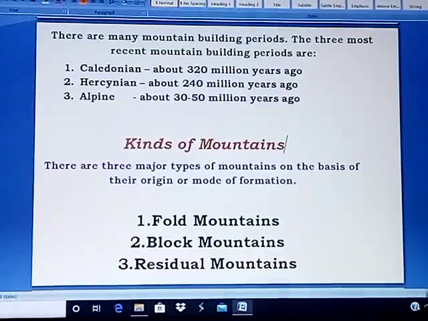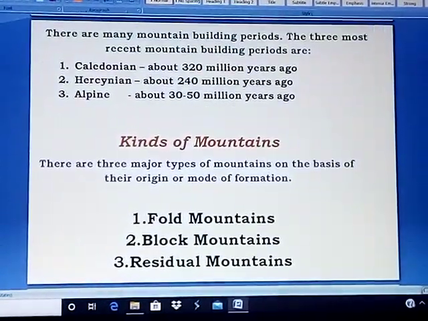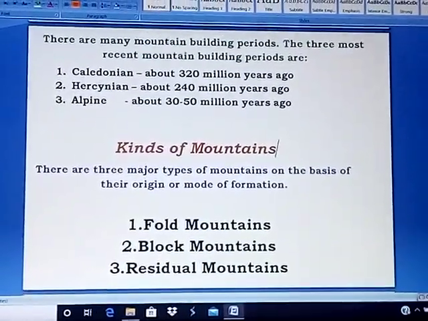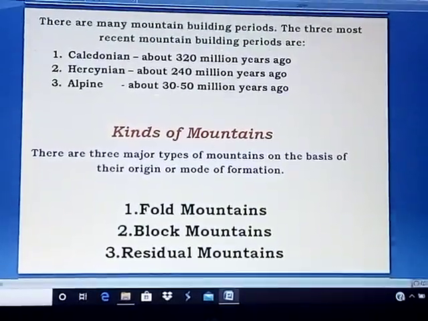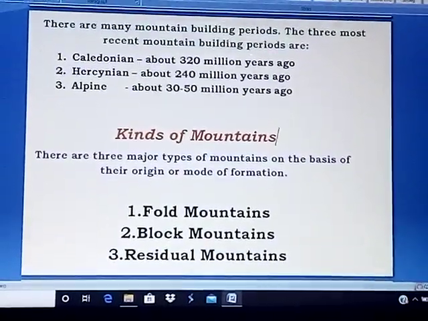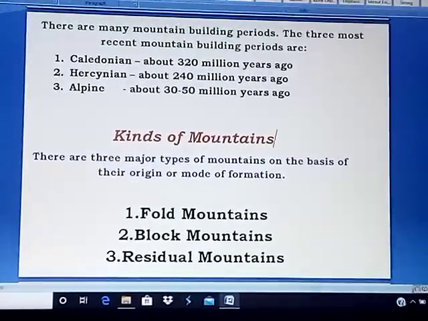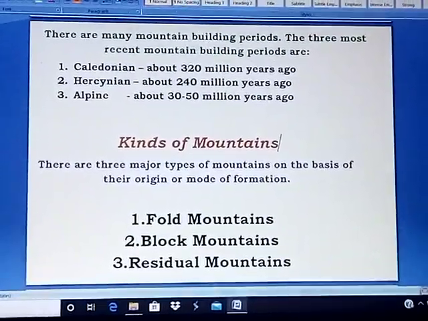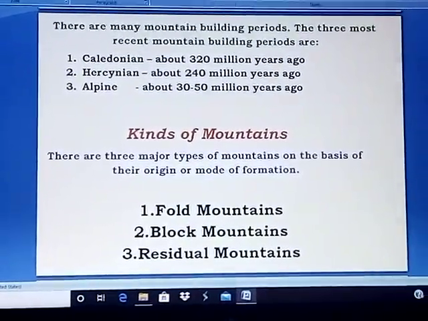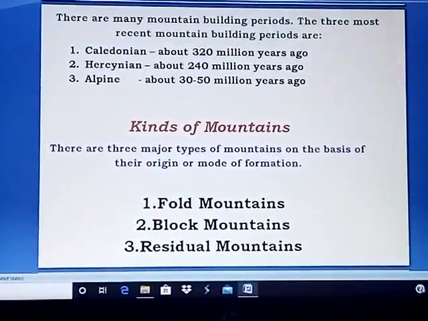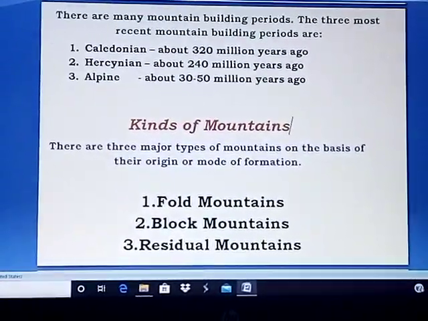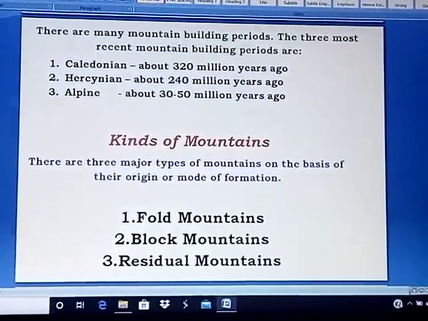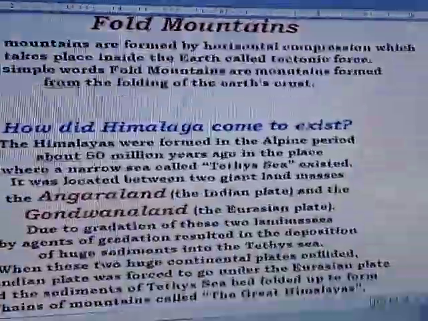Now there are many kinds of mountains. There are three major types of mountains on the basis of their origin or mode of formation. These three kinds of mountains we will be discussing seriously, in detail, elaborately in this chapter, one after another, in the next session also. Those three types of mountains are fold mountains, block mountains, and residual mountains. Today we'll be discussing again in detail, elaborately, the fold mountains.